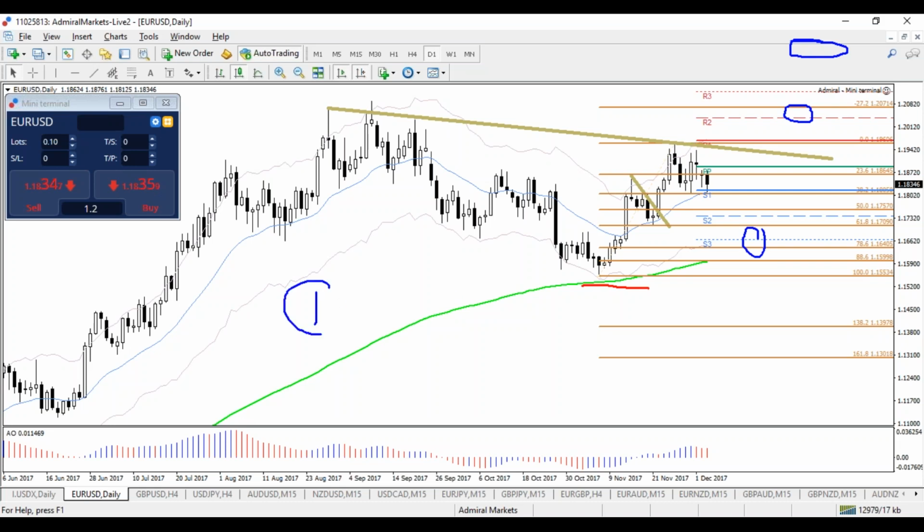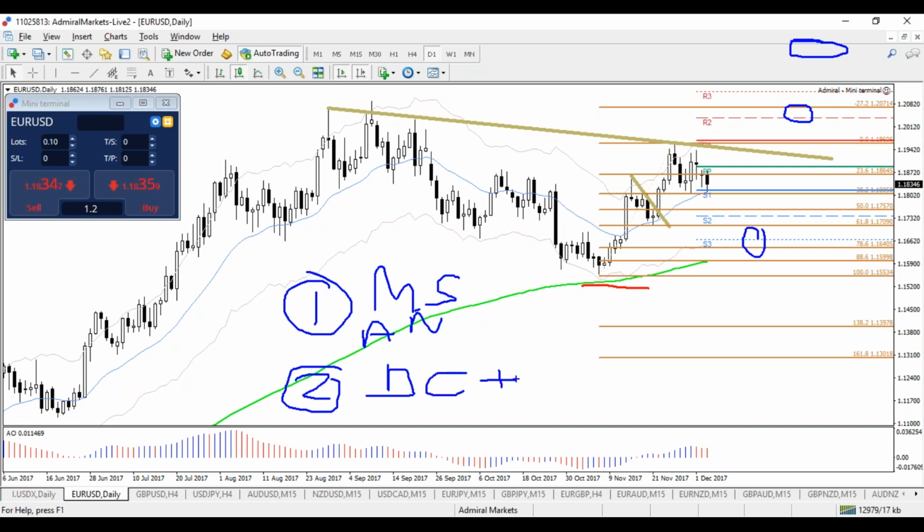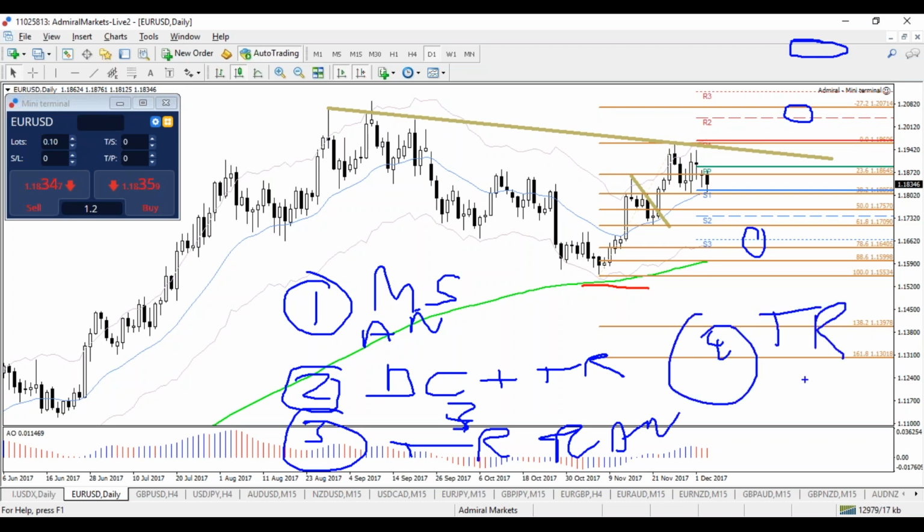So step one, market structure analysis. Step two, decision zones plus how do we trade it? What are the triggers? Step three is the trade plan really. And step four actually is the trade management, isn't it? How do we manage it? That's again a separate topic. We won't dive into that. It'll be too much.